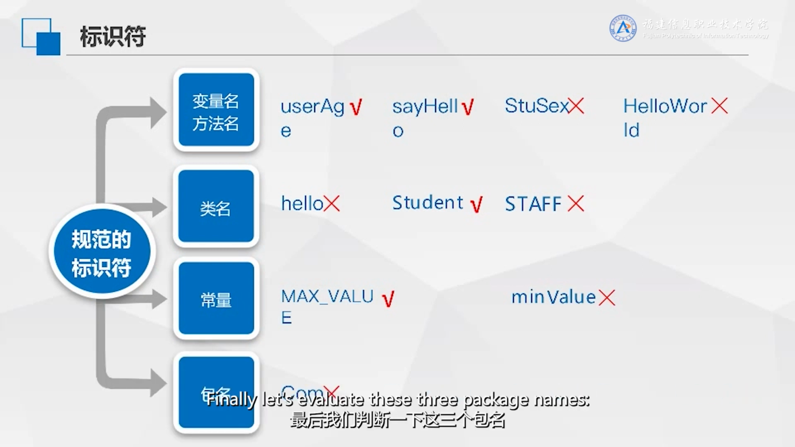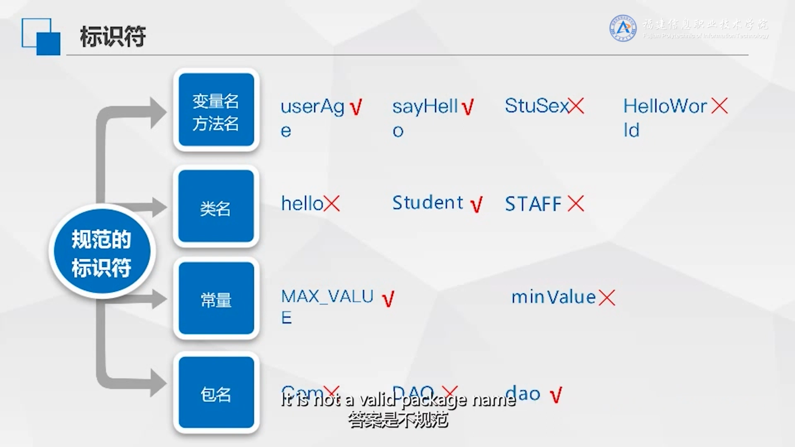Finally, let's evaluate these three package names. Com. It is not a valid package name, because the first letter, C, is capitalized. Ta. It is not a valid package name, because all letters are written in uppercase. Ta. It is a valid package name, because all letters are written in lowercase.